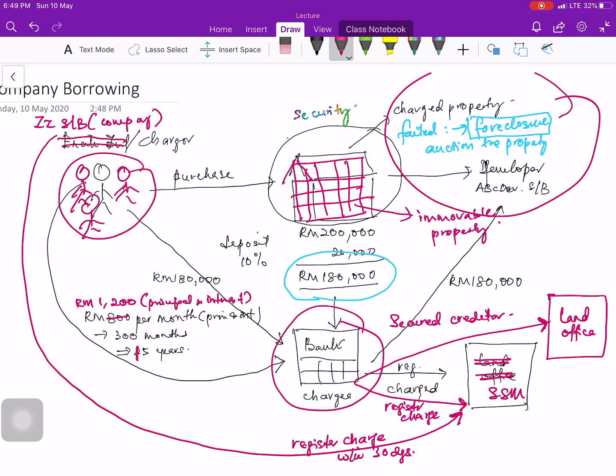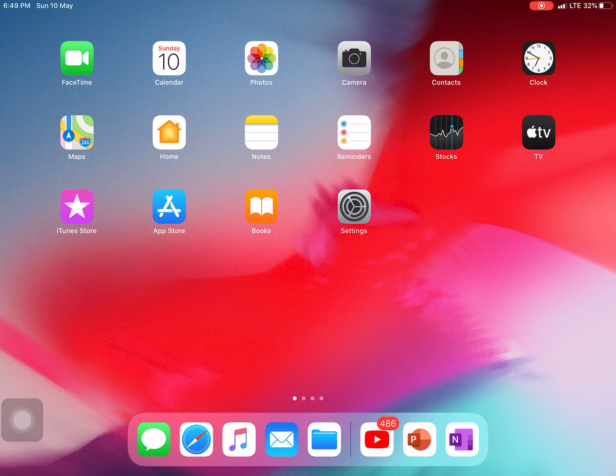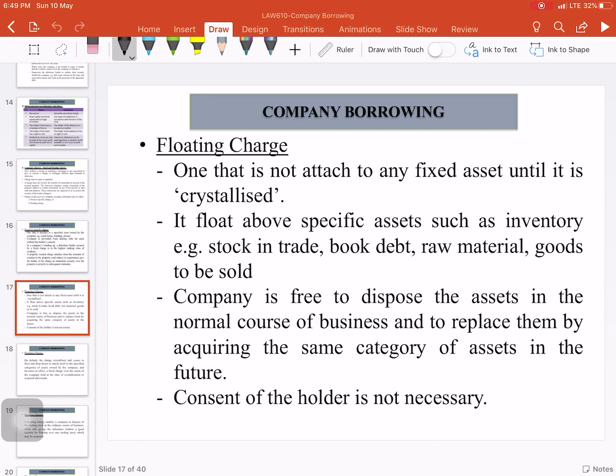Okay, now this is on the fixed charge. Now, on the floating charge, the other type of charge, let's go back to our slides. What is a floating charge? One that is not attached to any fixed asset until it is crystallized. It floats above specific assets such as inventory, for example stock in trade, book debts, raw material, goods to be sold. For a floating charge, the company is free to dispose of the assets in the normal course of business and to replace them by acquiring the same category of assets in the future. And in this case, consent of the holder is not necessary.